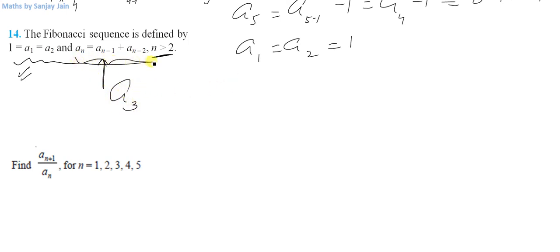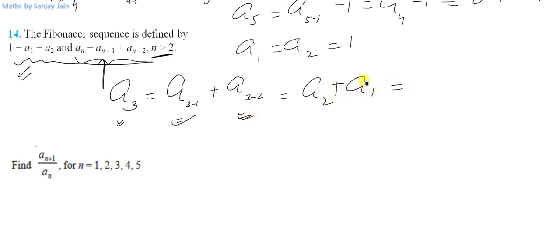So if I want to find the third term, I'll have to use this formula here. So A3 will be equal to A(3-1) plus A(3-2). It is essentially the sum of its two preceding terms, right? This is A2, this is A1. What are A2 and A1? Both of these are equal to 1. So 1 plus 1 equals 2, right? So A3 is equal to 2.